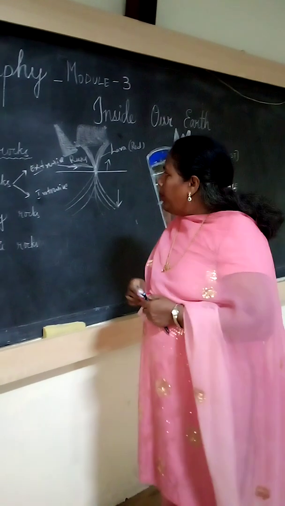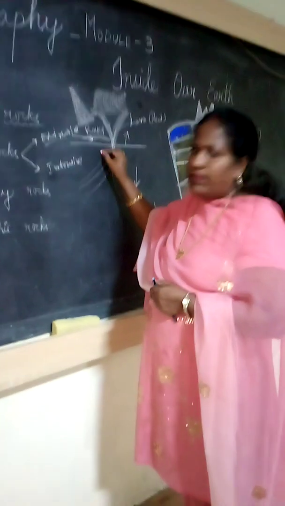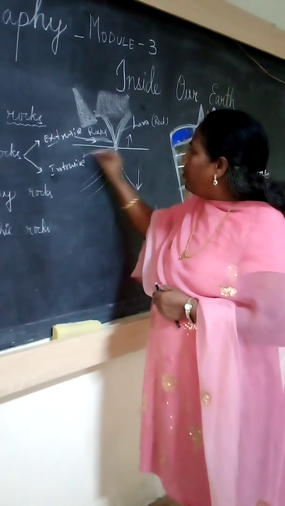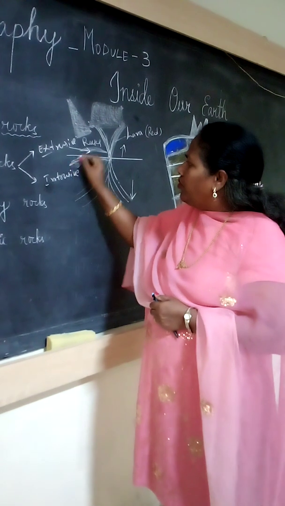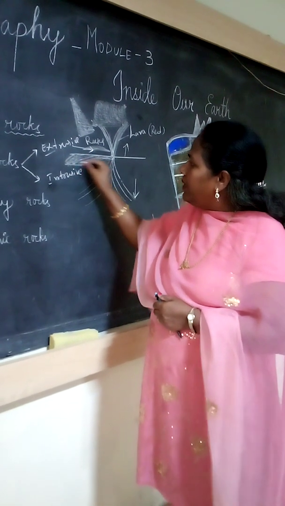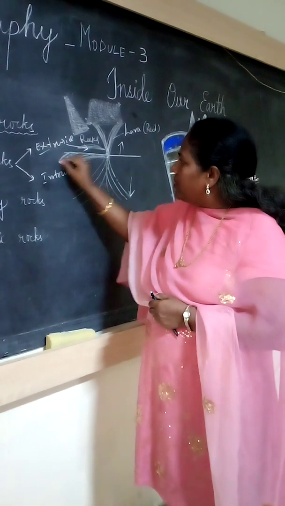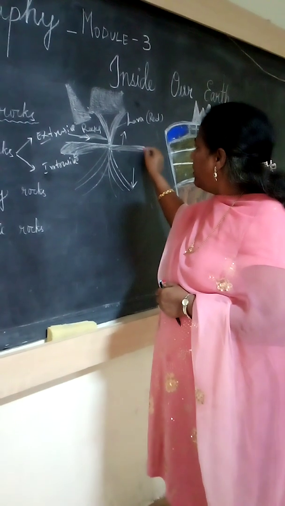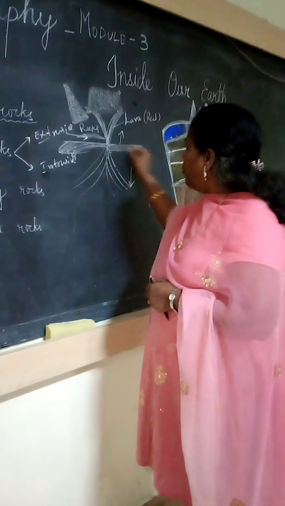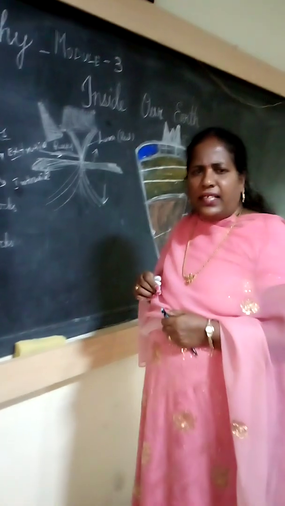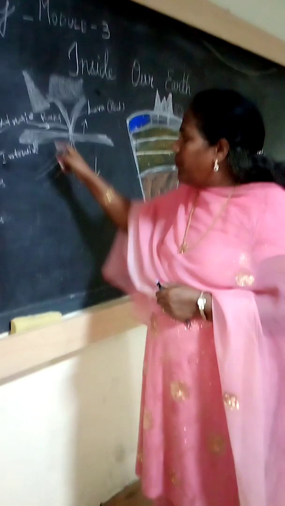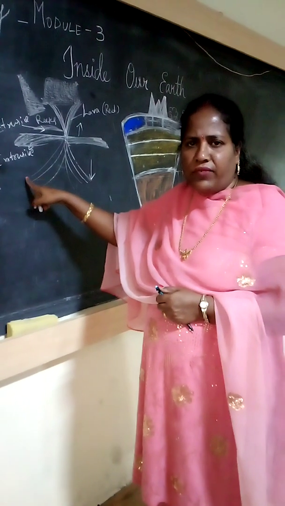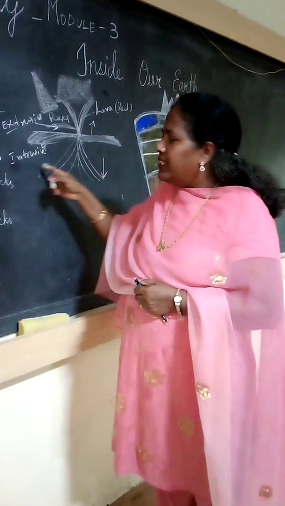Extrusive rocks. Sometimes the lava will not come out. It cools down inside only, and it forms the intrusive rocks. These are the intrusive rocks. They cool inside only. How do you know the rocks are inside? We take the minerals from inside also, through mining. So we come to know there are rocks inside also. When we are doing any construction work, digging the land, we can see intrusive rocks.